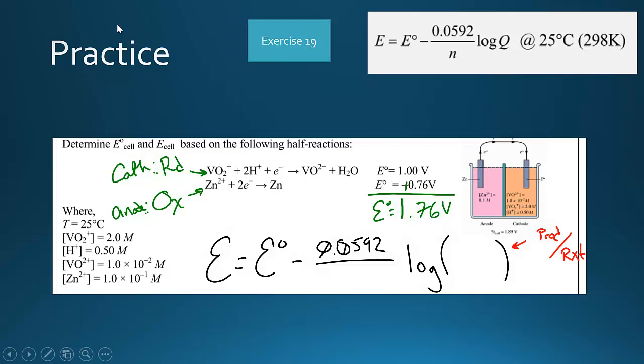Let's first talk about the electrons transferred. Here we have 1 electron needed for VO to be reduced. Zinc is going to give up 2 electrons. So we'll double this entire reaction. 2 electrons are absorbed from the 2 electrons given off. So N is 2.